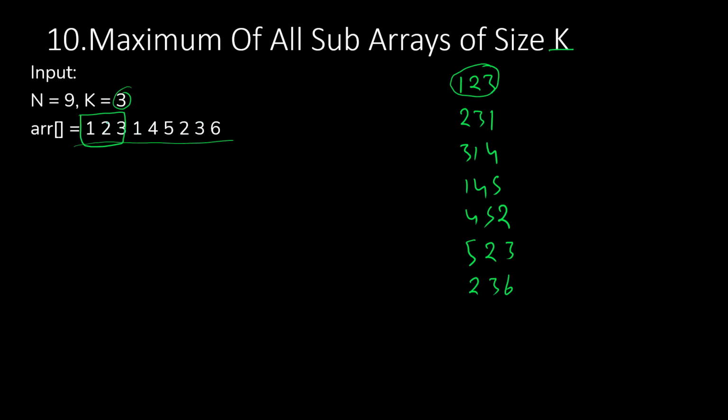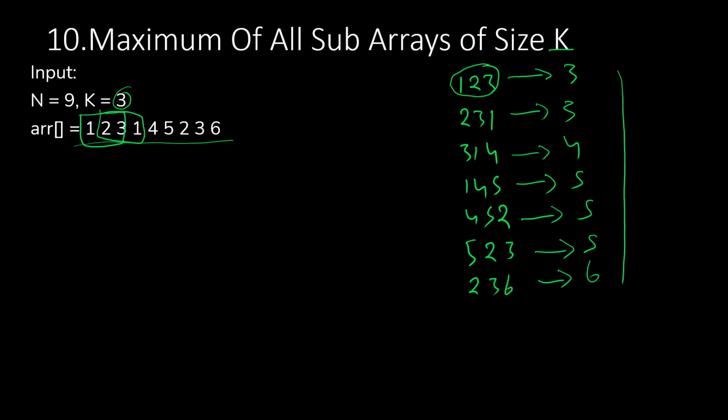First will be 1 2 3, then the box will move to 2 3 1. So while moving one by one in size k, we have to take the maximum element from that list, and the maximum element from 1 2 3 is 3. Similarly, in 2 3 1 we have 3, from 3 1 4 we have 4, from 1 4 5 we have 5, and so on. So this is the output that we have to return as the list. So how can we return that as an output? Now we have understood what we are going to return: the maximum element inside the k-size window, and we have to move that window one by one.